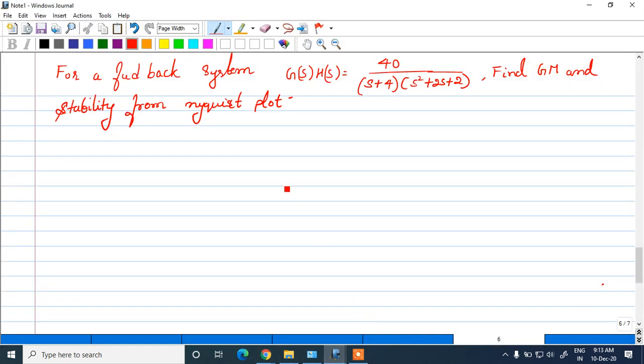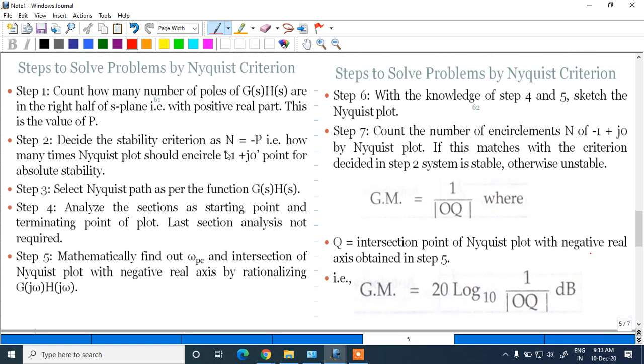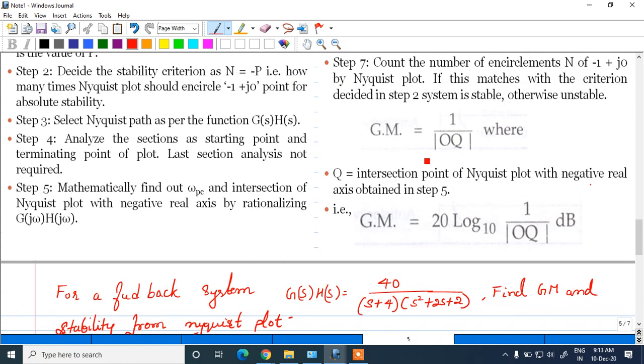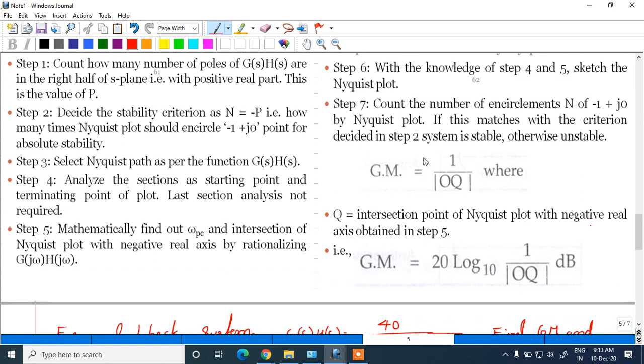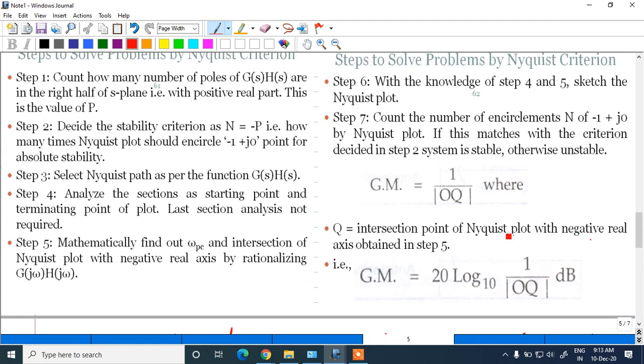Here let me roll back, so please check out the steps. These are the steps that we follow in order to draw the Nyquist plot. And here in the problem we have to find the gain margin. The formula is the same as what we followed for polar plot, that is gain margin is equal to 1 by that length OQ. If you want to convert this into decibel, you need to apply 20 log to the base 10, so that will give you in decibel form.